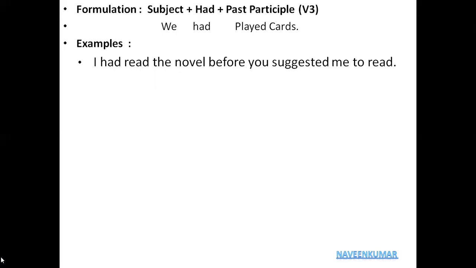Let's see the formulation. Subject plus had plus past participle, that is V3 form. Remember, earlier I said that in all the perfect tenses, the verb will be in past participle form. Had is the only auxiliary verb that we use in past perfect tense. Let's see some examples. I had read the novel before you suggested me to read. See, there are two actions now. The first action is I read the novel. The second action is you suggested me. But here I had read the novel. Action 1 got completed before you suggested me, before the second action began.